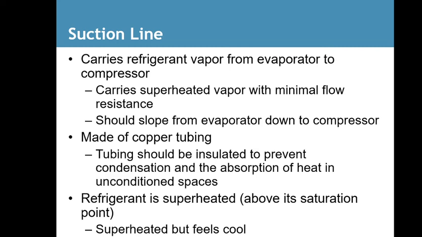Suction line carries the refrigerant vapor from the evaporator to the compressor, carries superheated vapor with minimal flow and resistance, and should slope from the evaporator down to the compressor. So you're returning that oil that might be in the coil back to the compressor to work as the lubricant. Made of copper tubing. Tubing should be insulated to prevent condensation and absorption of heat in the unconditioned space. Refrigerant is superheated above the saturating point. Superheated but feels cool.